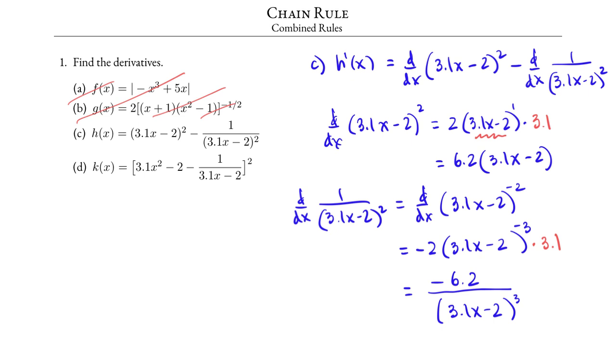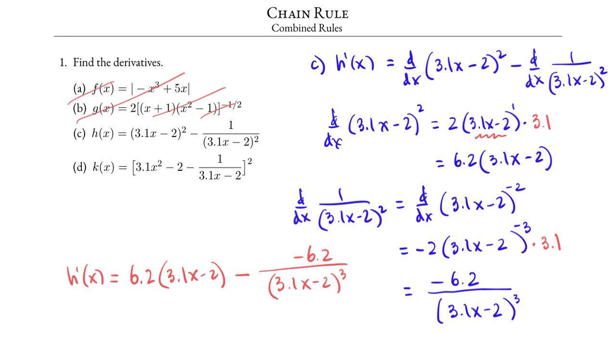Putting these together, we have h prime of x equals the derivative of the first term, which is 6.2 times (3.1x minus 2), minus the derivative of the second term, which is minus 6.2 over (3.1x minus 2) cubed. But a negative of a negative is a positive, and so the answer is 6.2 times (3.1x minus 2) plus 6.2 over (3.1x minus 2), the quantity cubed.